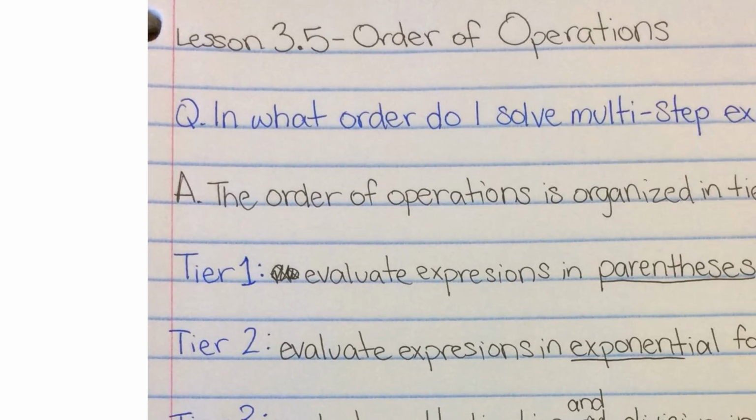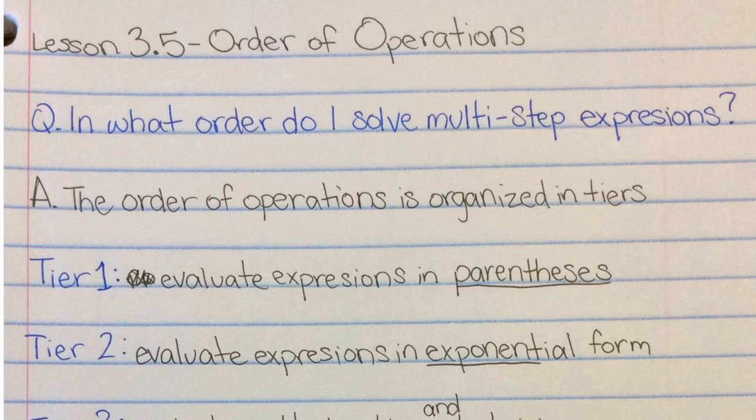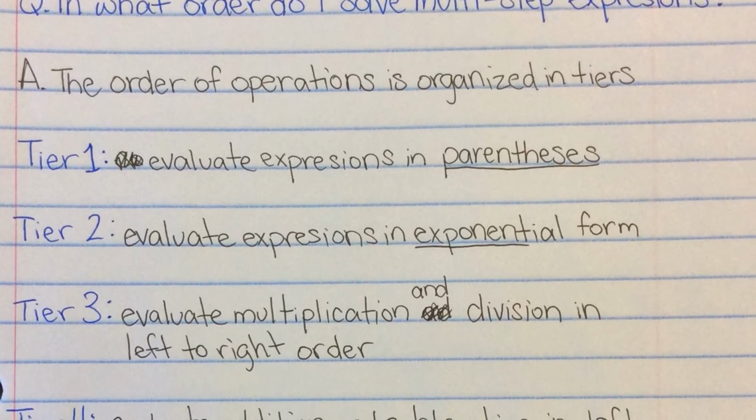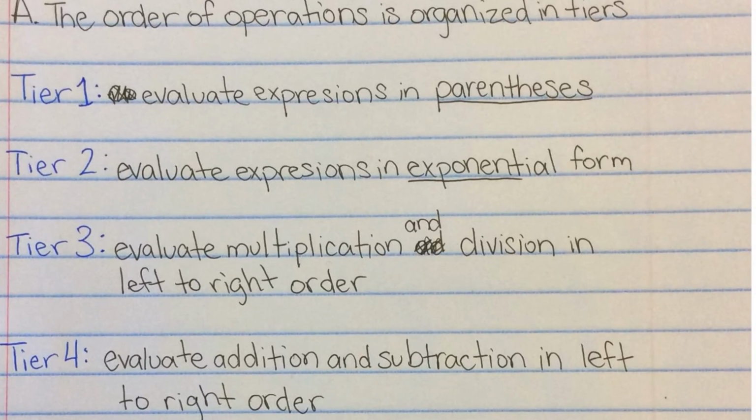So let's come back to our notes. Tier 1 is parentheses, so you do all expressions in parentheses first. Tier 2, you evaluate all the expressions that are in exponential form. So if you see any number that has an exponent, you complete that first. Then you move on. Tier 3, which you may have guessed, is multiplication and division.